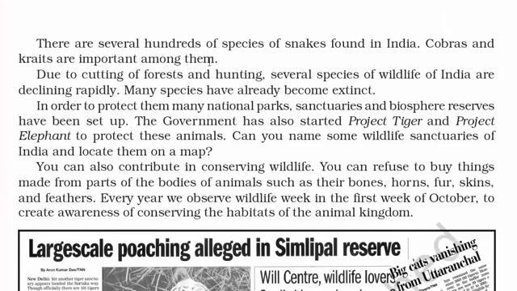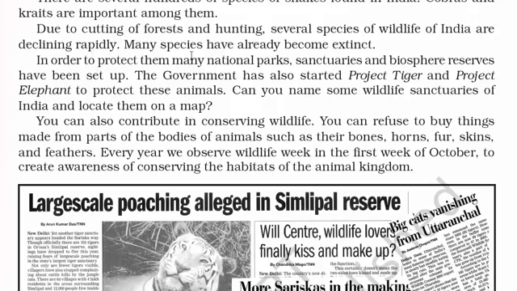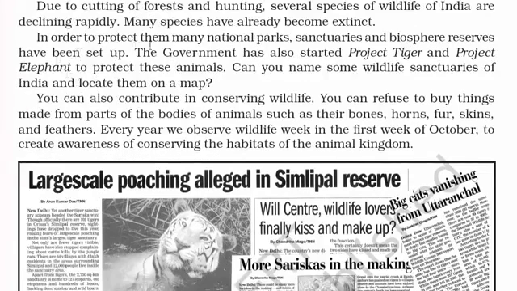We have cobras and kraits are important among them. Due to cutting of forests and hunting, several species of wildlife of India are declining rapidly. So you can see the consequences of cutting down of forests. In order to protect them, many national parks, sanctuaries and biosphere reserves have been set up. The government has also started Project Tiger and Project Elephant.